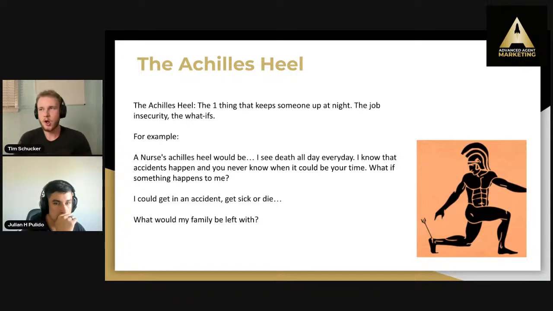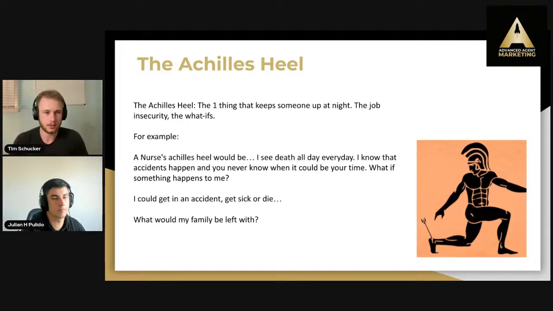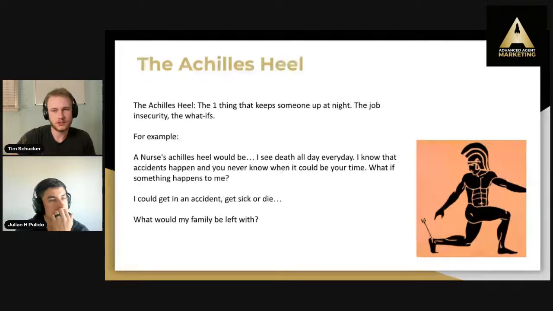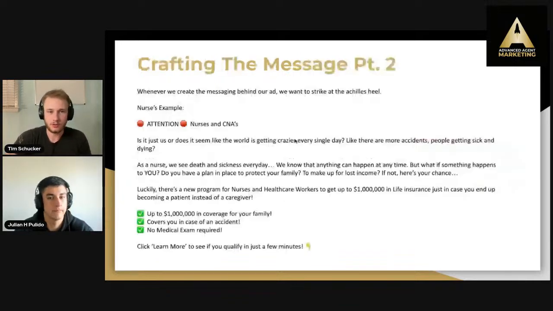Another example, people already hate paying taxes and they already know they need to save for retirement. You just have to channel that desire into getting a tax-free retirement with IUL, right? You're not creating something from scratch. You're channeling existing desire. Does that make sense to everybody? Cool. So again, this is the way that we would approach nurses. They're seeing this death, they're seeing the sickness, they know that things happen. What if something happens to them? What would their family be left with?